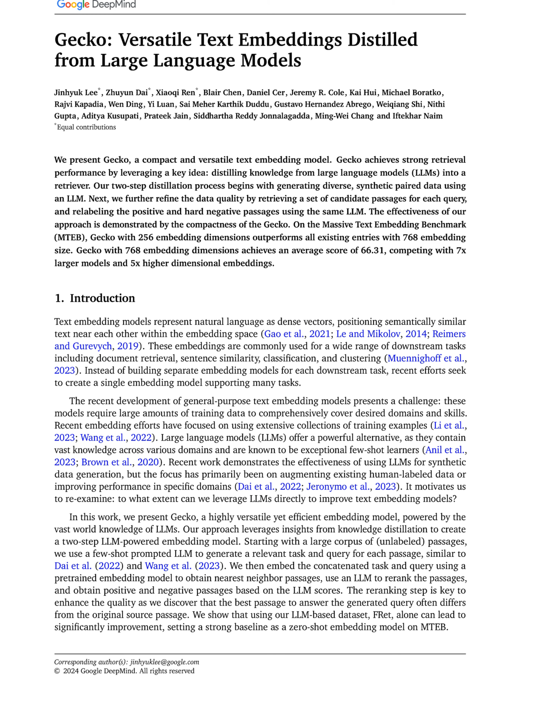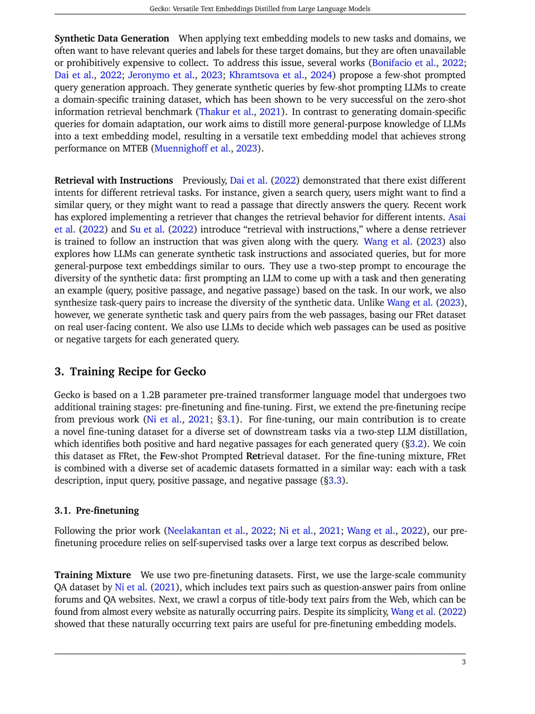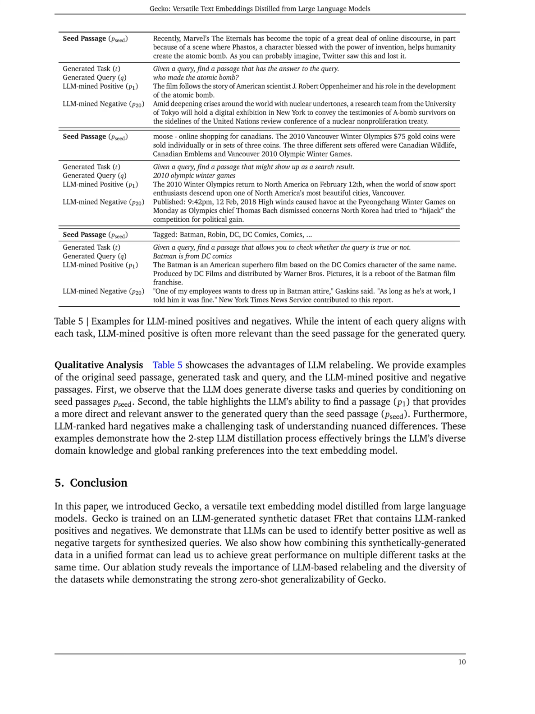What is the role of FRET dataset in training the Gecko model? The FRET dataset plays a crucial role in training the Gecko model by providing diverse and high-quality synthetic data for fine-tuning the text embedding model. The FRET dataset is generated through a two-step distillation process using large language models, LLMs.